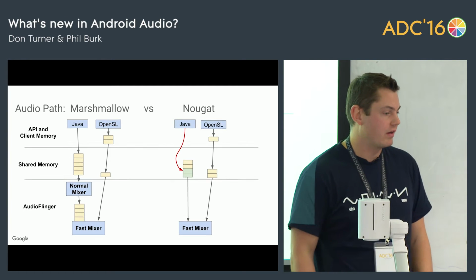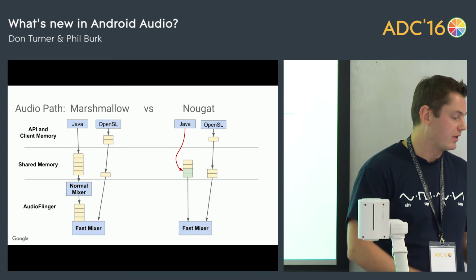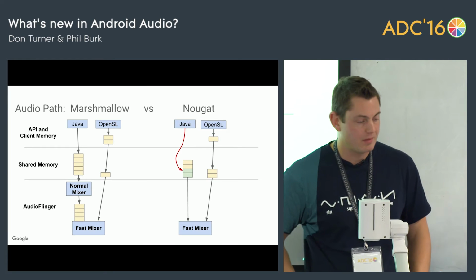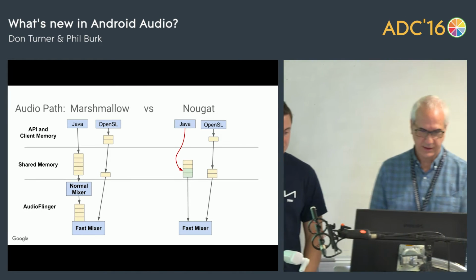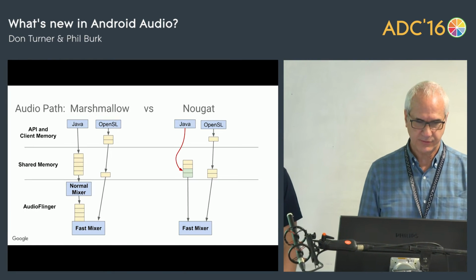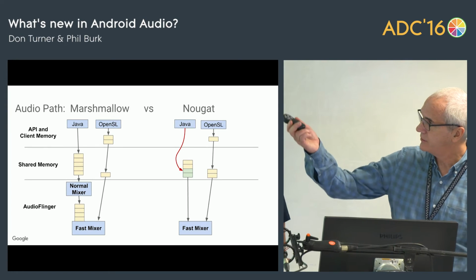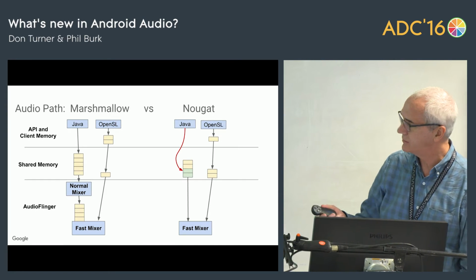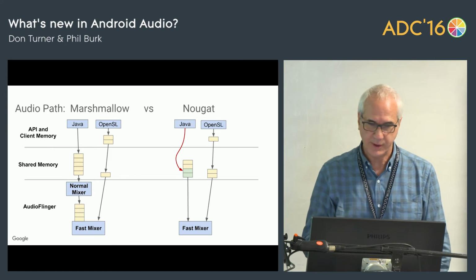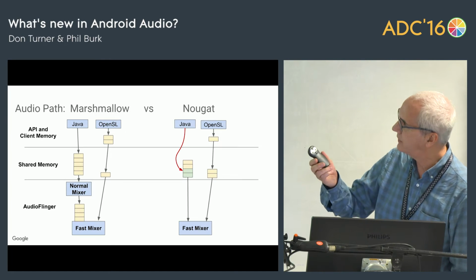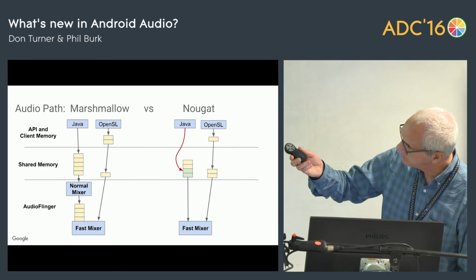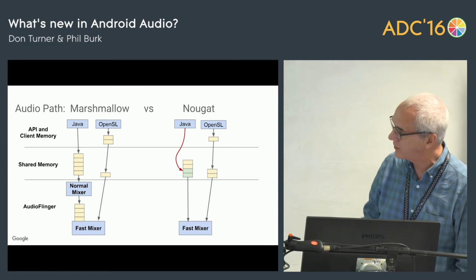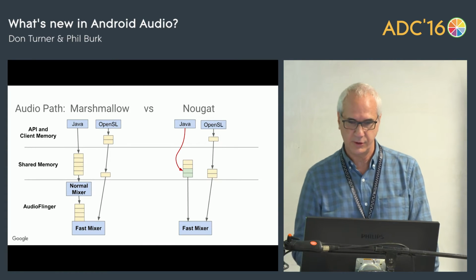Phil, you've been doing some diagrams on this. Yeah, so this shows, in an architectural sense, what some of these changes involve. In the shared memory area, you can see this extra buffer that the Java code had on Marshmallow, but in Nougat you can bypass that, and then we can also inject our audio into just the bottom part of the buffer so we can get the lower latency.